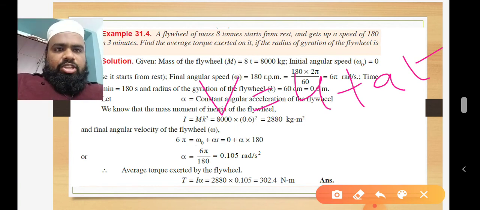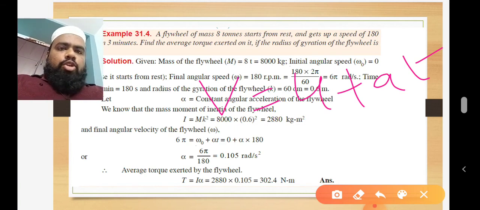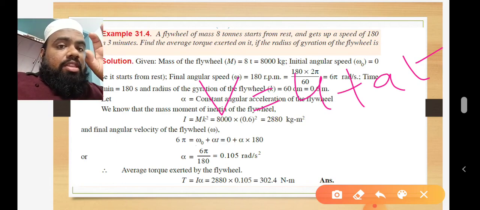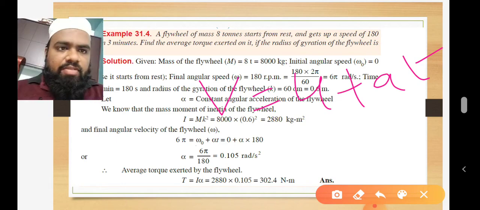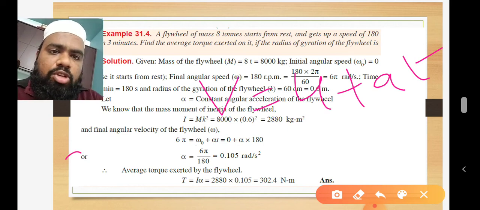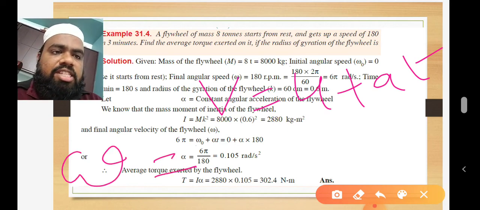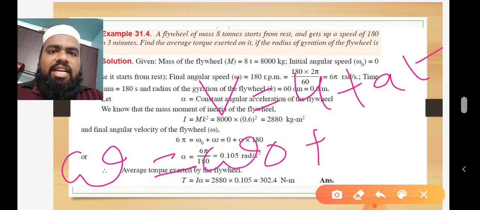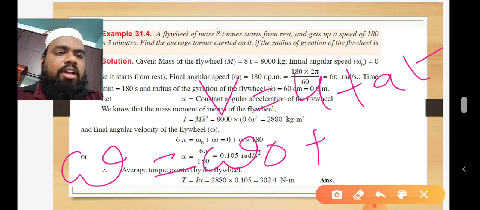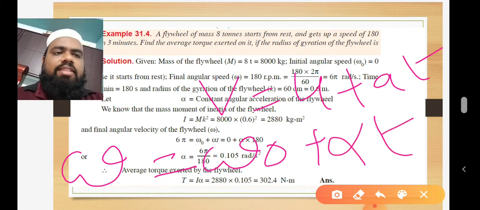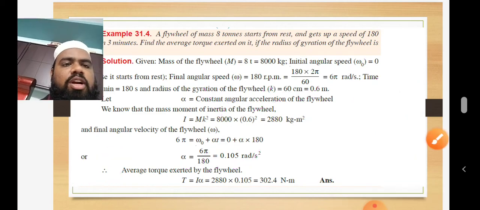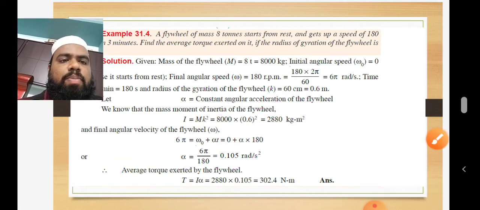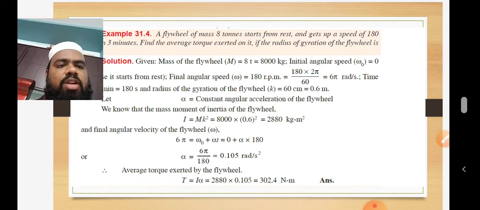This is for linear motion. V is the final velocity, u is the initial velocity, a is the acceleration, t is the time. Now this formula will be converted for rotary motion. The final velocity for rotary motion is omega, equal to the initial velocity omega naught plus the angular acceleration alpha into t. So this formula will be converted as this formula. Now 6 pi is equal to omega naught plus alpha t, that is 0 plus alpha into 180, and you will find out alpha.